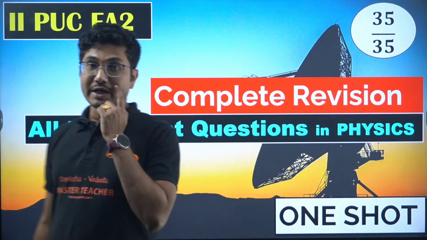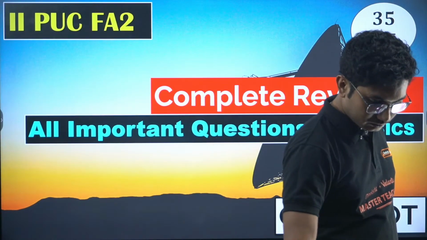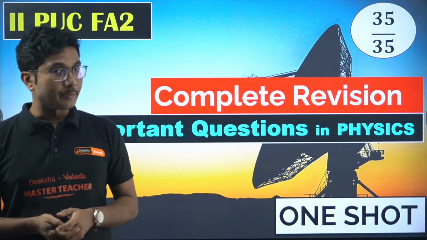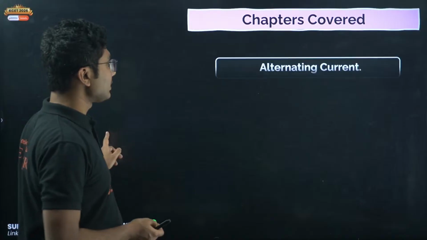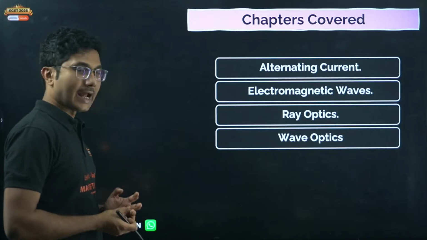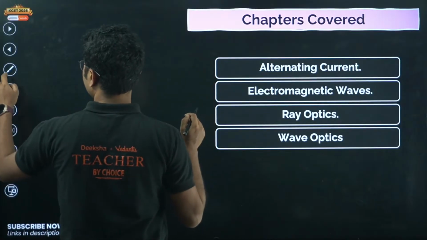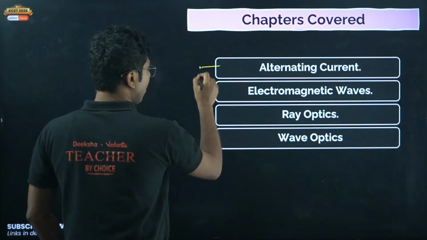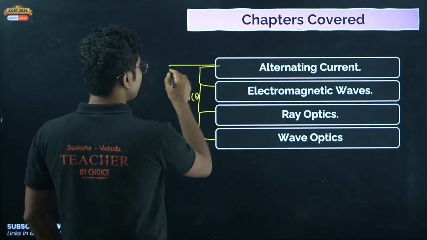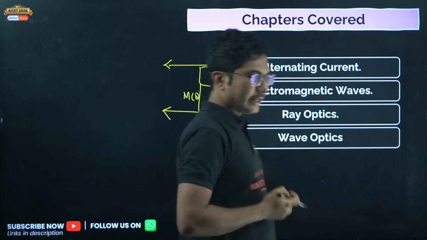So what we will be doing here today, we will be discussing the questions for your FA2 preparation, and the chapters that we are going to discuss are obviously the 4 chapters: alternating current, electromagnetic waves, ray optics and wave optics. We will be discussing MCQs from all the 4 chapters, and then if time permits we will try to solve some numericals from alternating current and see some important questions from the chapter ray optics as well.